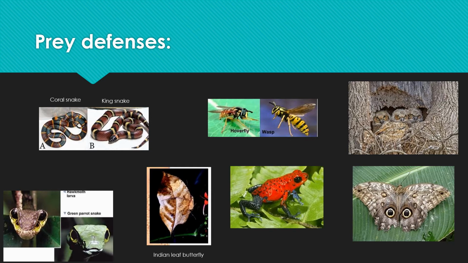Confusion by association with other prey. Hoverfly, wasp, they look the same. I'm not going to go near either of them. How about a hawk moth larva compared to a green parrot snake? The similarity is uncanny. The only difference would be the color. Mimicry. Mimicry means to look like. Coral snake, king snake.